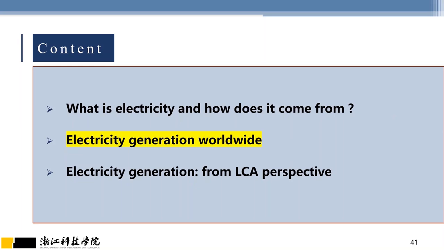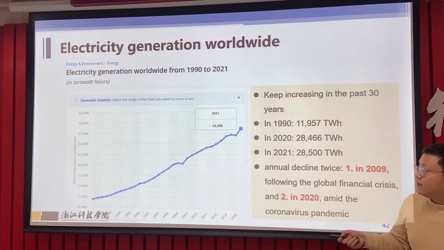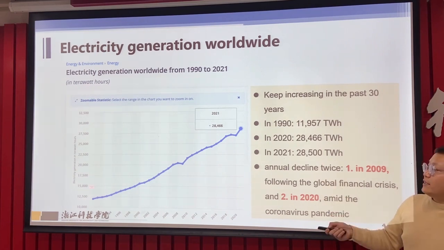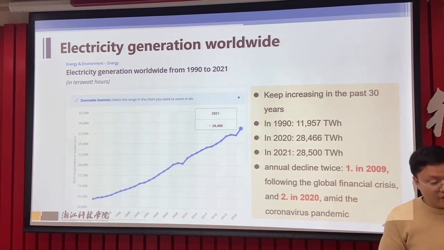Okay, here we have talked about the topic, what is electricity and how does it come from. And then we are going to share something about the electricity generation worldwide. Firstly, this is electricity generation worldwide from 1990 to 2021. As we can see, the total amount of electricity generation increased gradually in the past 30 years.